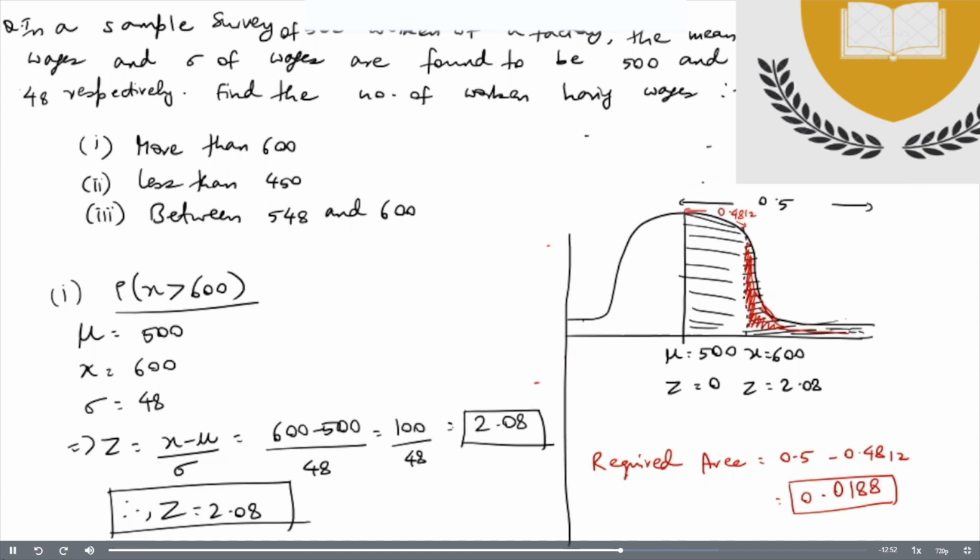So the probability that a worker selected at random, or find the number of workers having wages more than 600. So the number of workers with wages more than 600 is 0.0188 into 500. This is my answer: 0.0188 into 500, which is 9.4. But we can't have 9.4, we can't have a decimal in the number of workers, so we will say it is 9 workers.